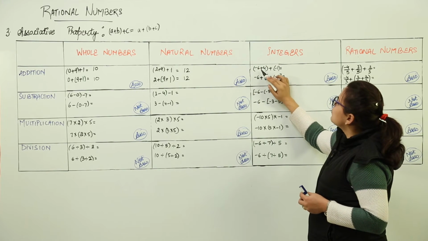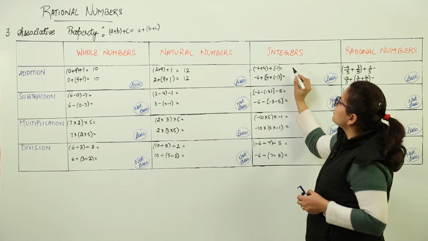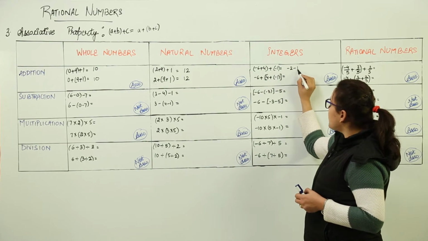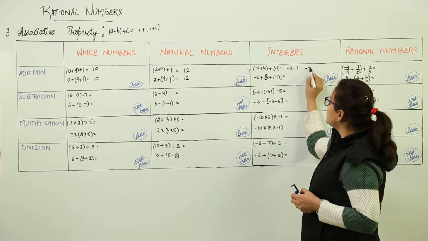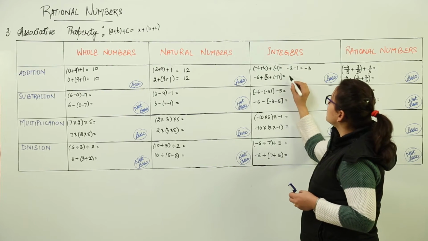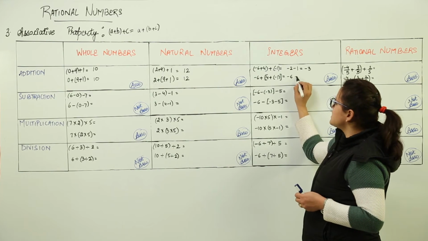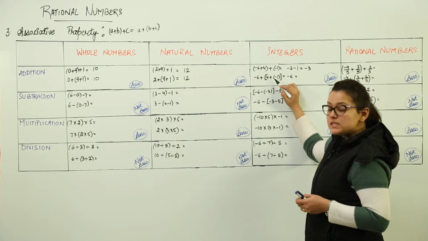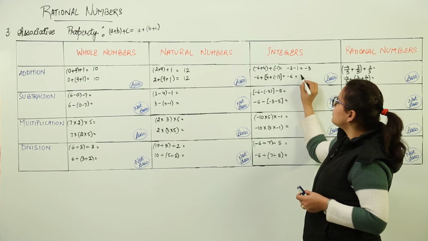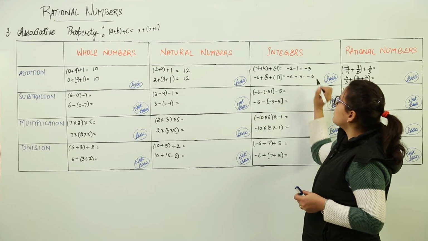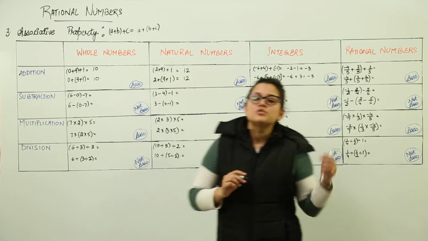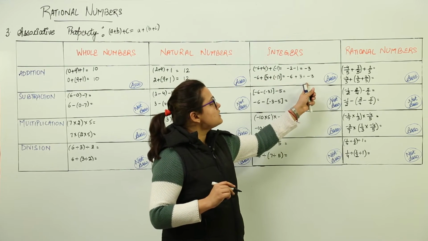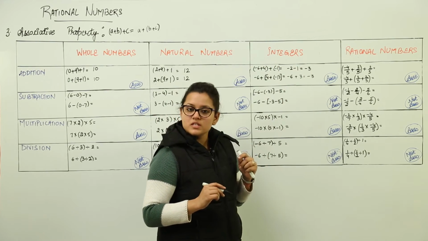For integers, what is minus 6 plus 4? It is minus 2 plus minus 1. What do you get? Minus 3. Here, if you write minus 6 as it is, what is 4 plus minus 1? 4 minus 1. What is 4 minus 1? 3. What will be your answer? Minus 3 only, right? So here also the answers are remaining the same. That means this property addition is associative for the integers case.